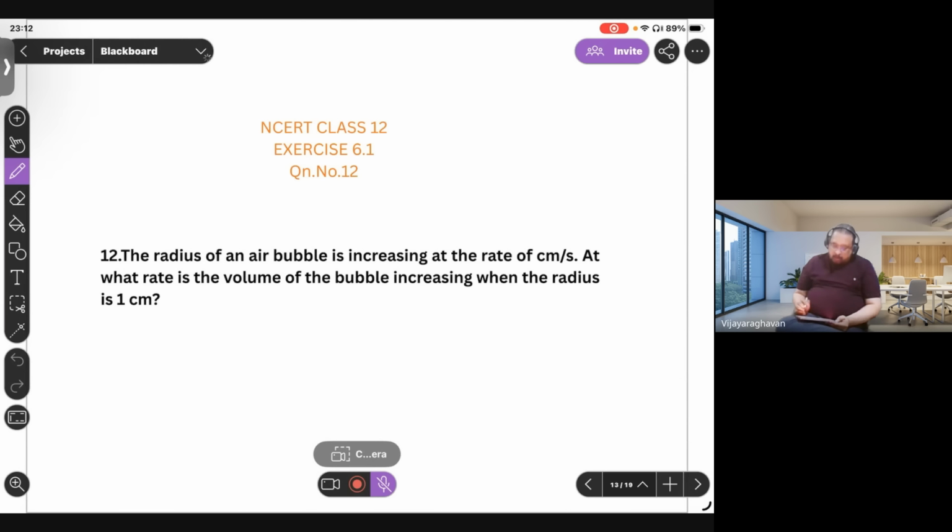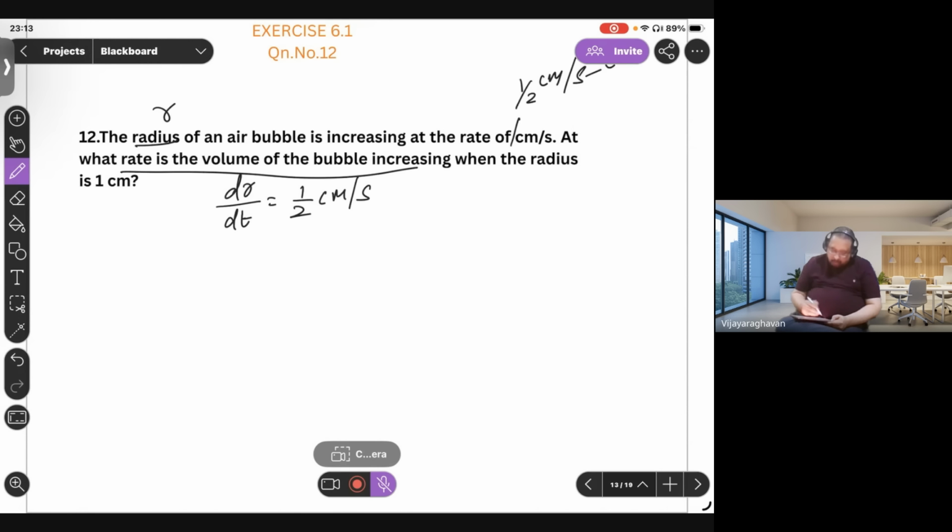Next, the radius of an air bubble is increasing at the rate of half a centimeter per second. I just wanted to correct that, but I forgot. Here r is the radius and t is time. So dr/dt equals 1 by 2 centimeter per second. We want the rate of change of volume, dV/dt. V equals 4 over 3 pi r cube.